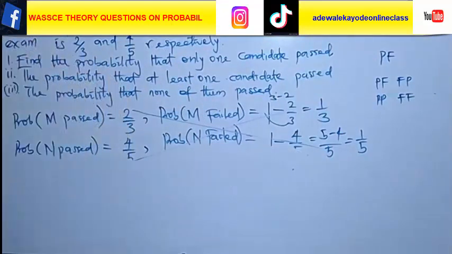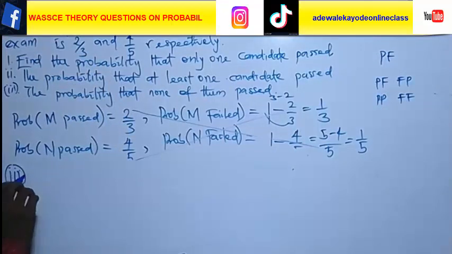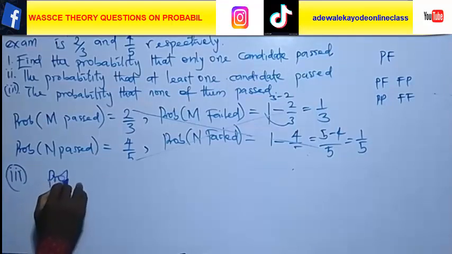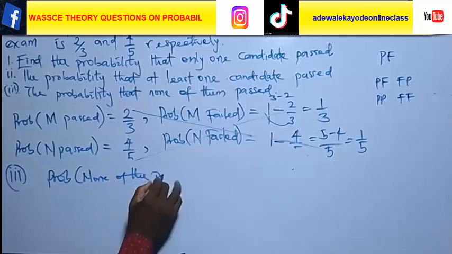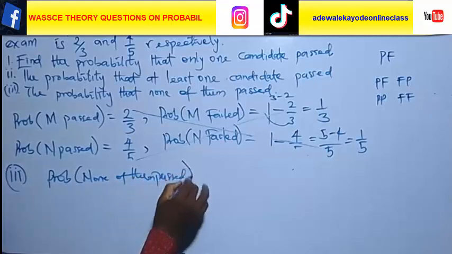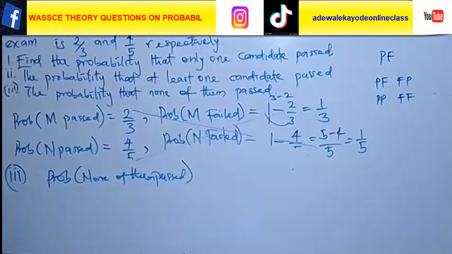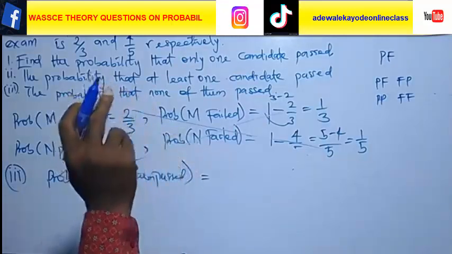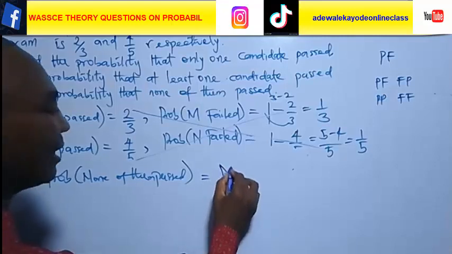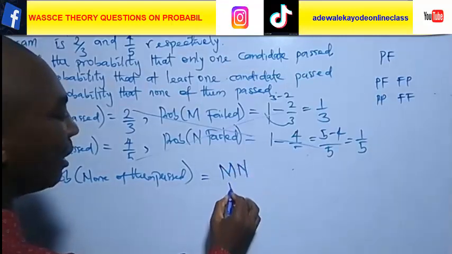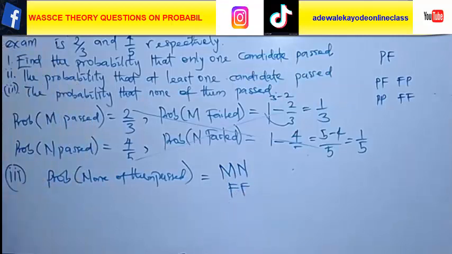Last question, question number 3: the probability that none of them pass. When we say none of them pass, what happened to them? That means both candidate M and candidate N failed.